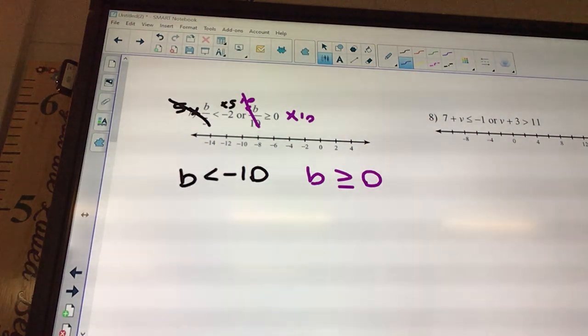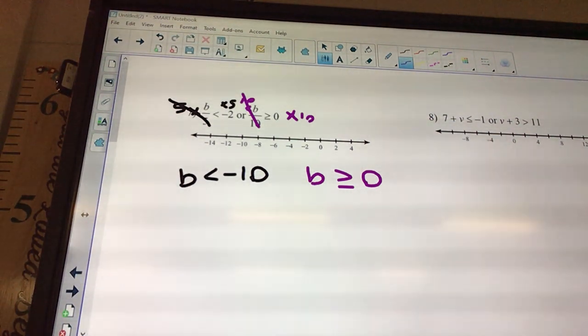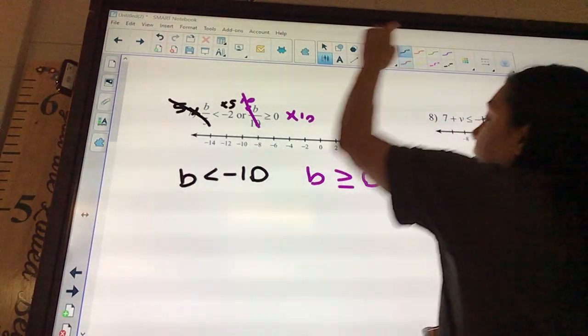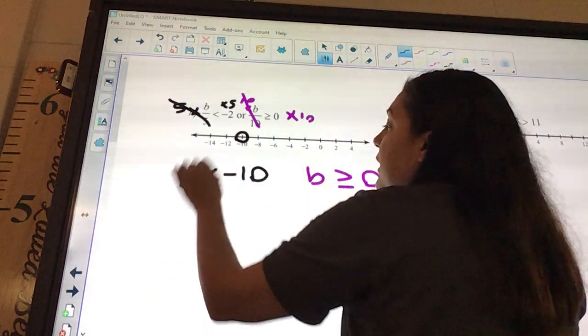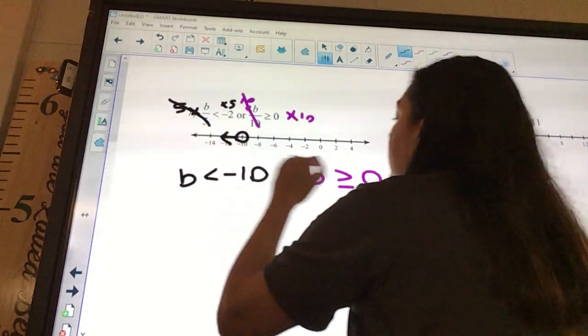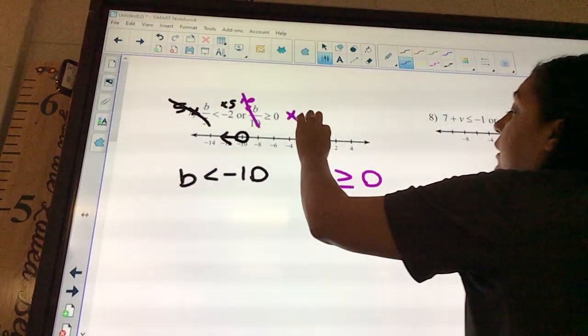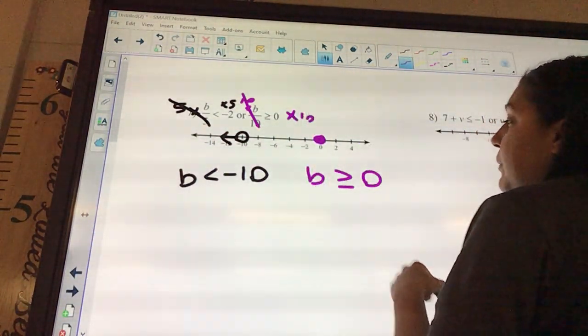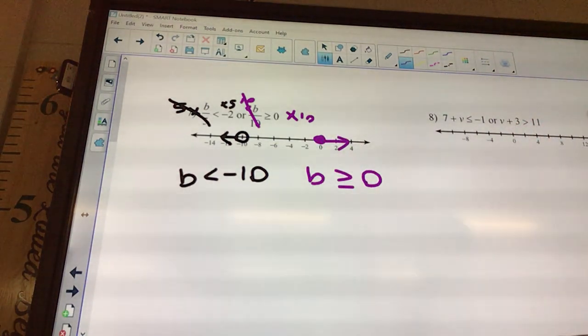Okay, is this an and or an or problem? Or, so it should be pointed out. Okay, so on the -10, I got open, and this says b is smaller than, so we're gonna go to the left. On the 0, it's gonna be closed, and it says b is bigger than, so it's to the right. Yep.